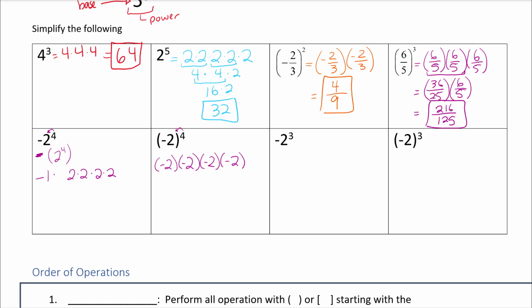I actually like the first one better. I think it's a little easier because the answer is just going to be negative. One negative times a bunch of positives means I'm going to get a negative answer. 2 times 2 is 4, 2 times 2 is 4, and 4 times 4 is 16.